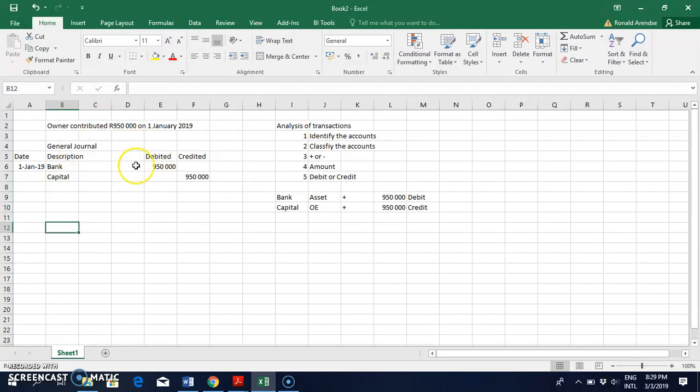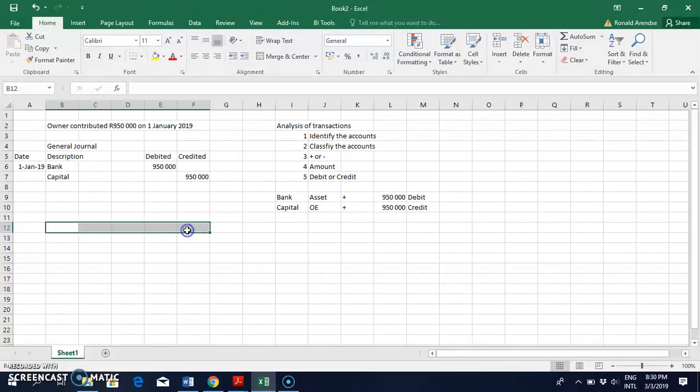So this is how we enter transactions in the general journal, but we keep this in the back of our minds because with each transaction we're doing an analysis. When we analyze the transaction, we identify the accounts involved, classify the accounts, and decide whether the account should increase or decrease, that is the effect. We allocate an amount to it, and then we say, okay, now that we know, if assets increase, then we know it should be debited.